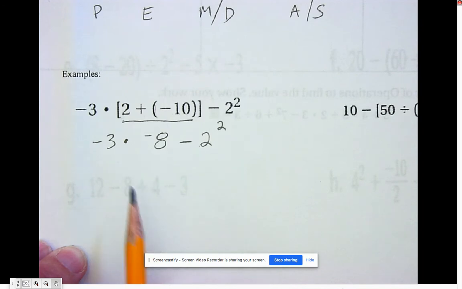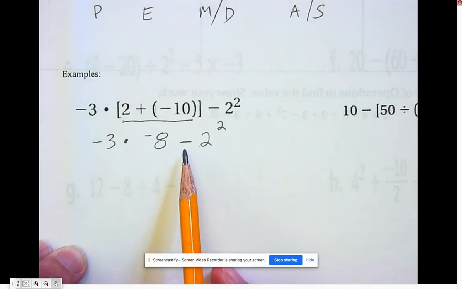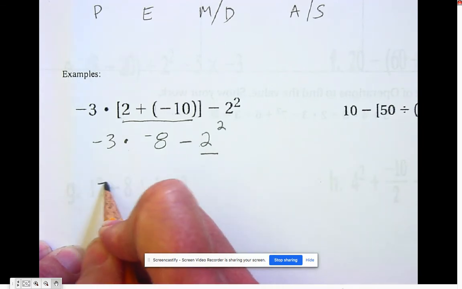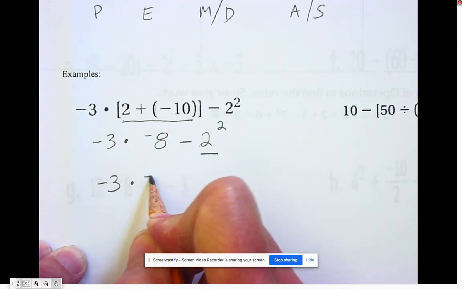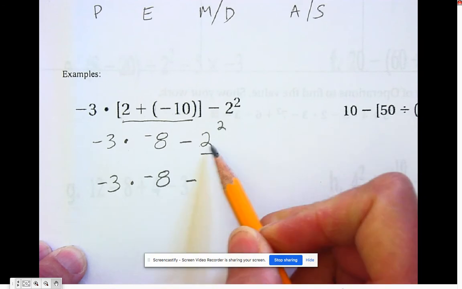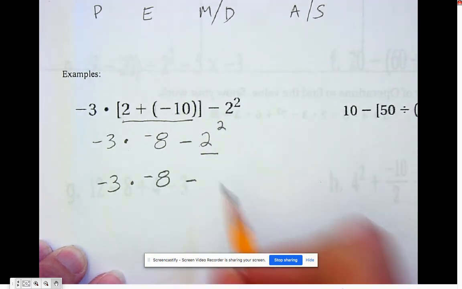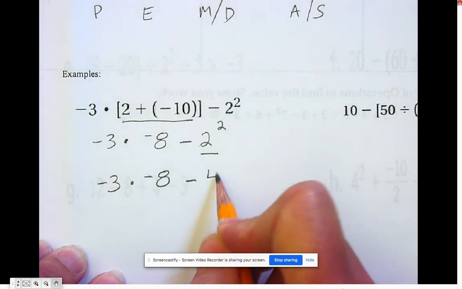Now I'm looking, I don't have any parentheses. I've got a multiplication, I have a subtraction, and I have an exponent. Which one should I do next? I should take care of the exponent. So I'm going to write negative 3 times negative 8 minus, and then 2 squared. That means 2 times 2, so 2 multiplied by itself, which gives me 4.